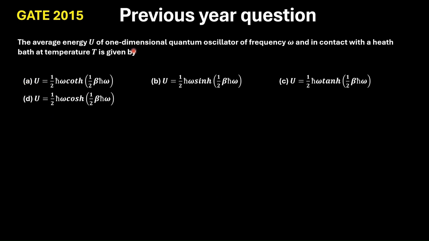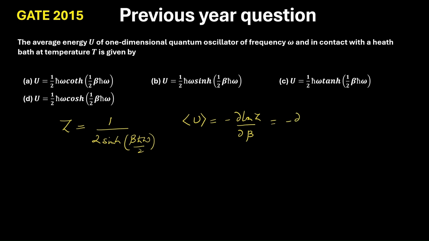In this question, we are given a 1D quantum oscillator, and we have to find the average energy. So first we need to write down the partition function. Here we'll use the sine hyperbolic expression of the partition function of quantum oscillators, that is 2 sinh of beta h bar omega by 2. And we can find the average energy by using this expression.